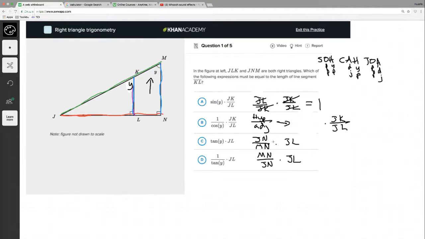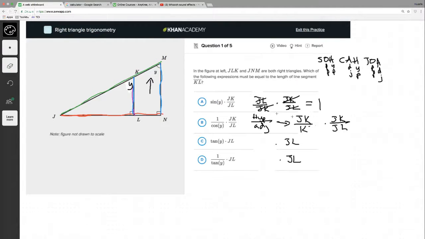Goodbye. You see what I did? I'm literally finding the same ratios, but just in the smaller triangle, so we can actually have some things crossing off. So this was 1 over cosine of y, which I said ended up being hypotenuse over adjacent. So hypotenuse is JK over adjacent, which is KL.